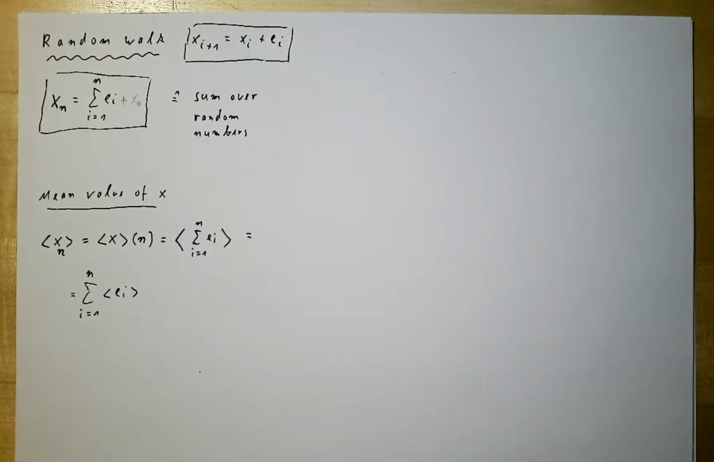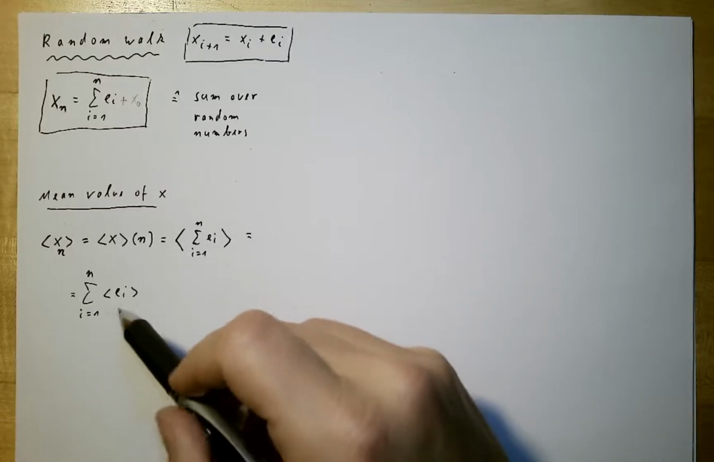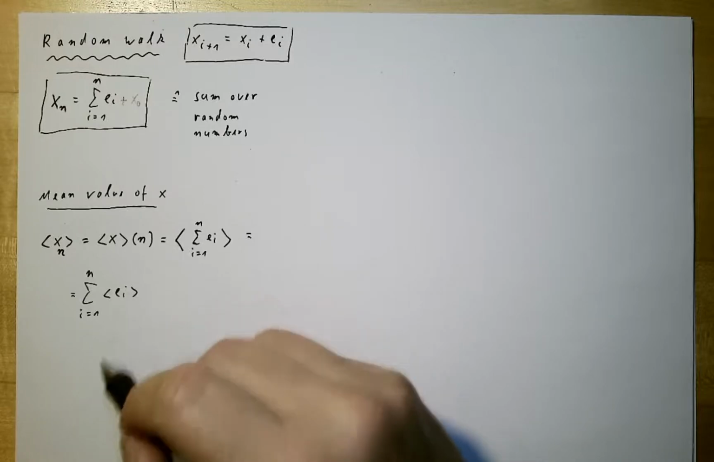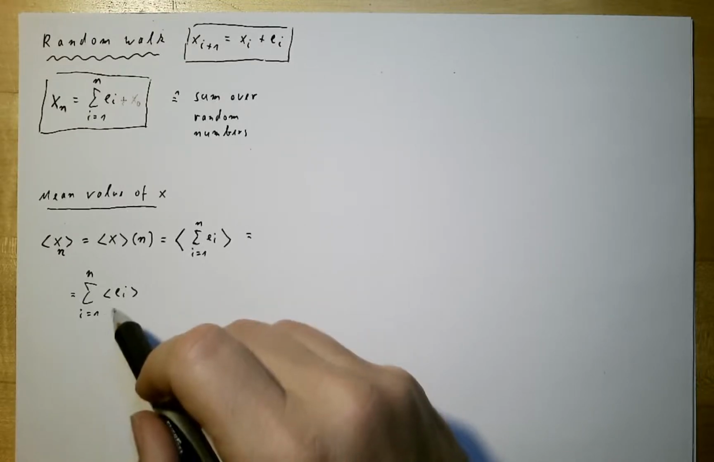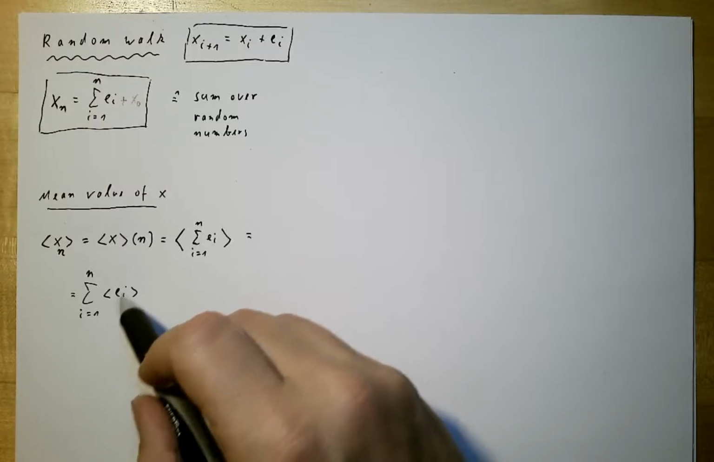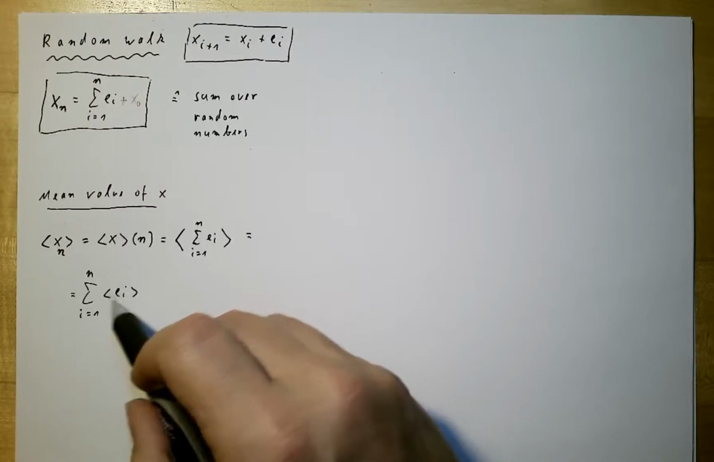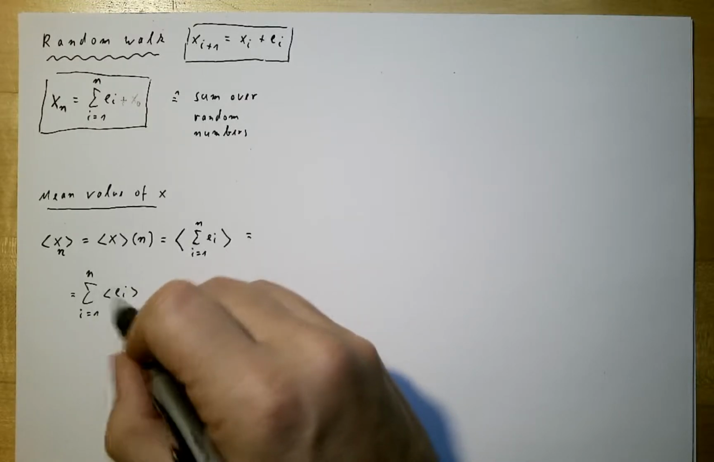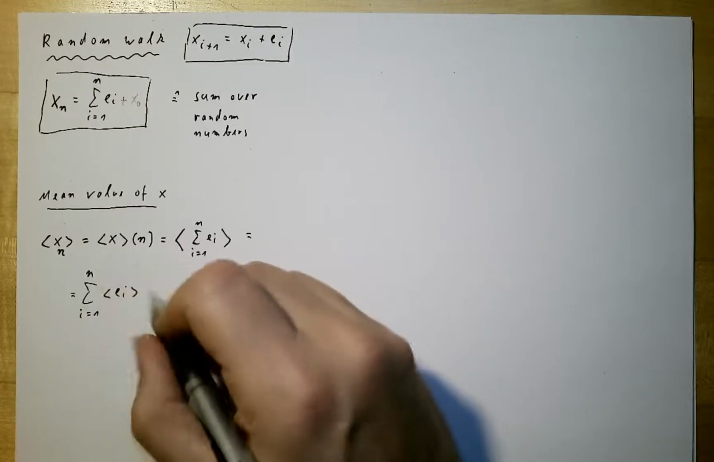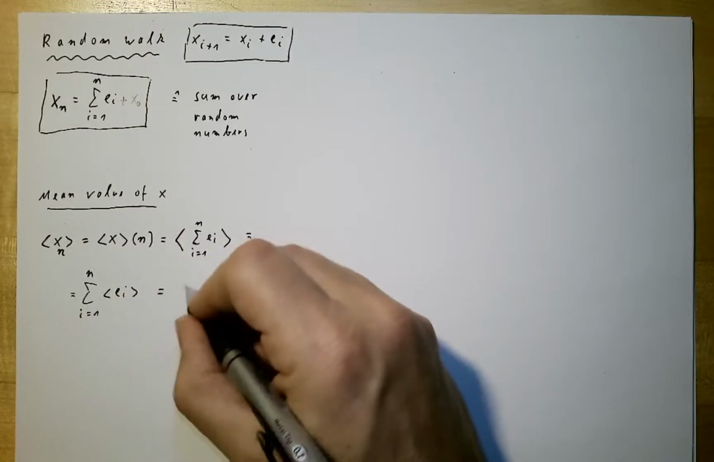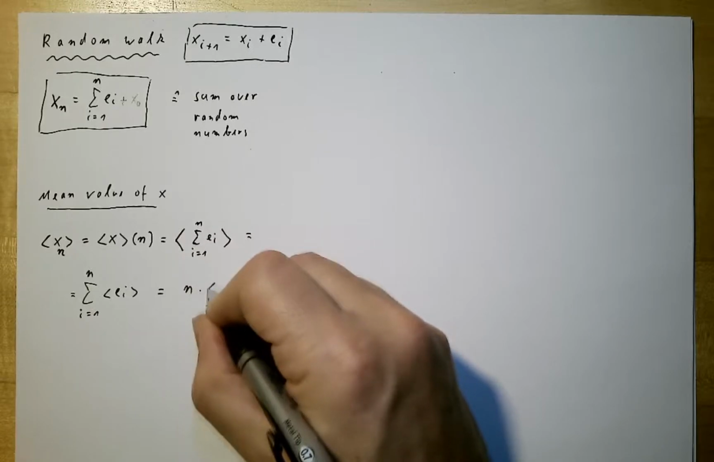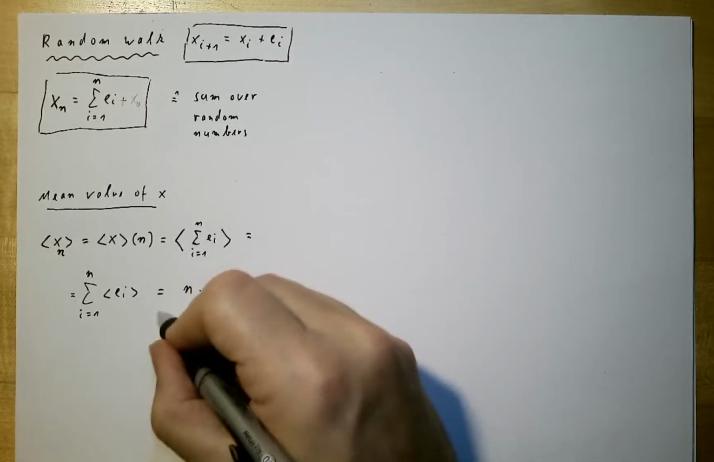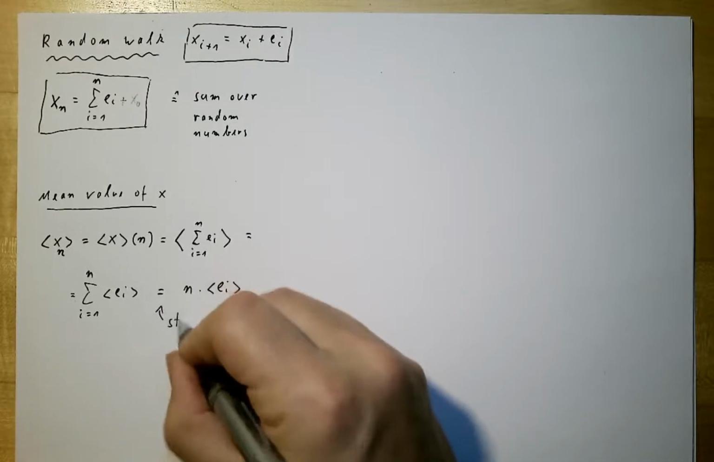Now how do we proceed? In order to simplify this further, we have to assume that we have a stationary process. In a stationary process, as I showed you, the expectation value is a constant, independent of time, so this expectation is always the same. Then we can just write this as n times the expectation value of our random process, and we can do this if we have a stationary process.